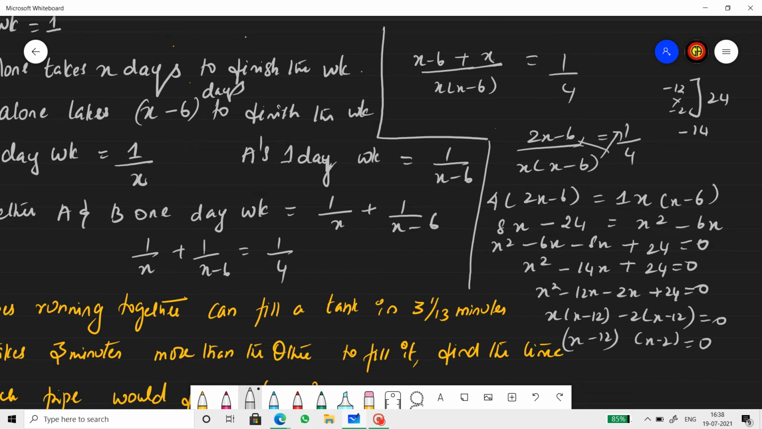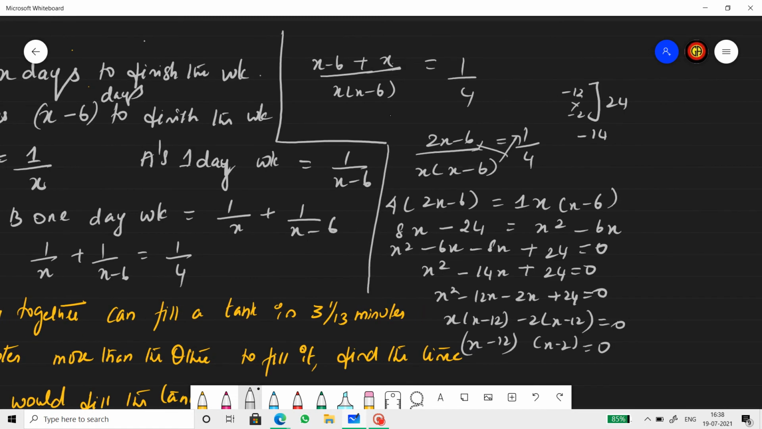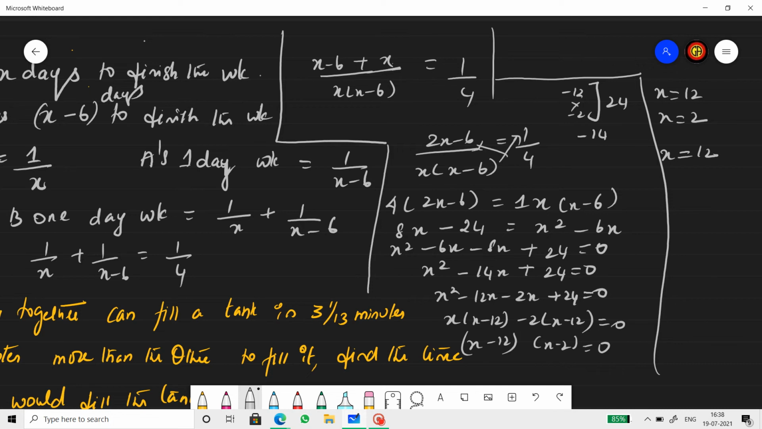So x is equal to 12 and x is equal to 2. Now, when x is 12, the other fellow is finishing the work in x minus 6 days. So that means if B finishes the work in 12 days, because x is assumed for B here, A finishes in x minus 6 days. So that means 12 minus 6, and therefore we get 6.